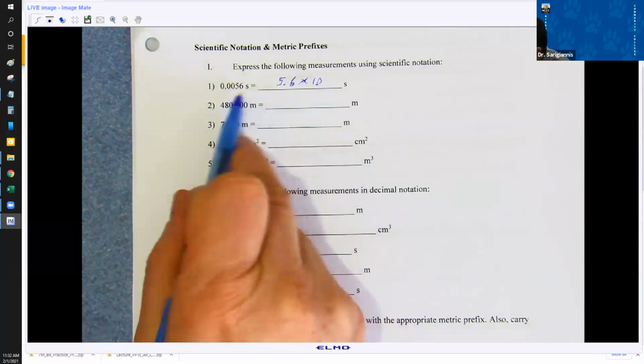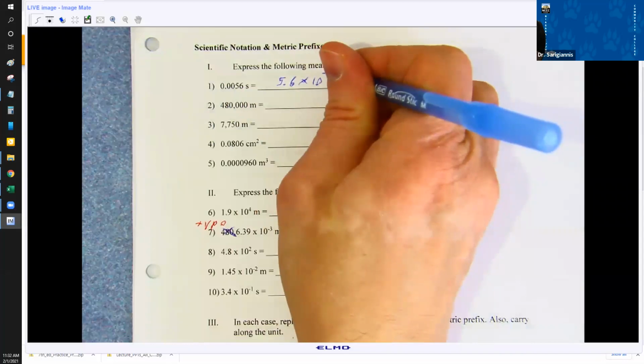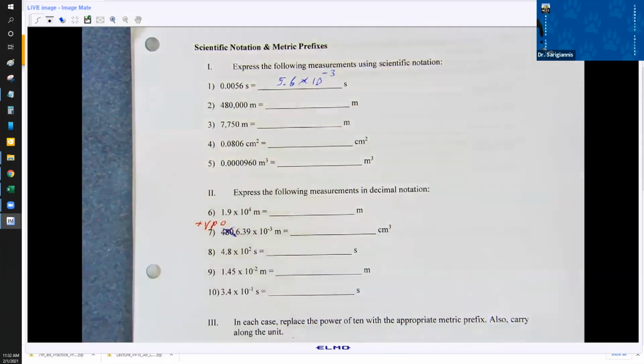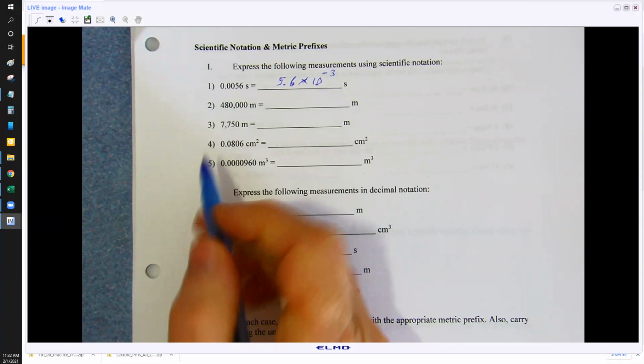Regardless, remember to put your negative sign, right? So I've got 1, 2, 3. So 5.6 times 10 to the minus third seconds. Here we've got 4.8 times 10 to the 1, 2, 3, 4, 5, 10 to the 5th meters. 7,750, we've got 7.75 times 10 to the what? 1, 2, 3.